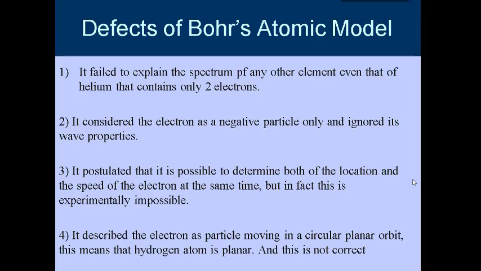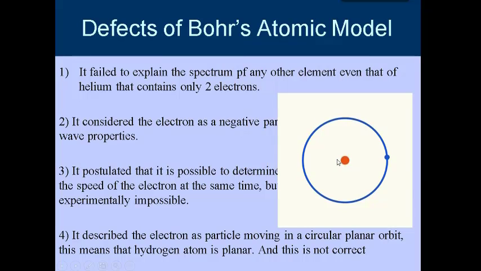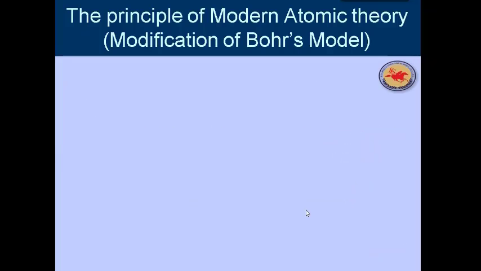Number four, it described the electron as a particle moving in a circular planar orbit, as in this figure. Bohr's atomic model is in the form of a planar shape with a planar electron rotating in a planar orbit, and this is not correct. Some modifications happened after that on Bohr's atomic model, and we have here a new atomic model called modern atomic theory.